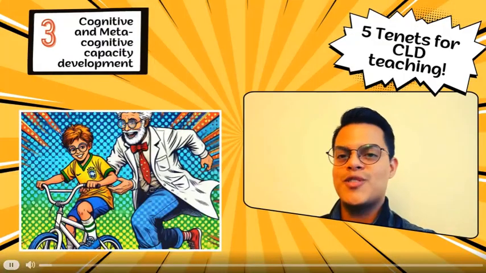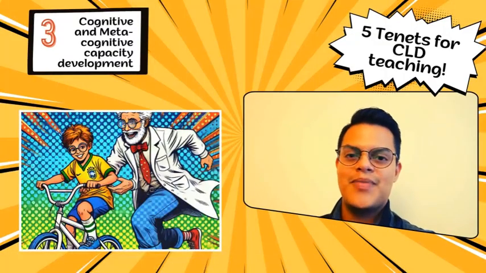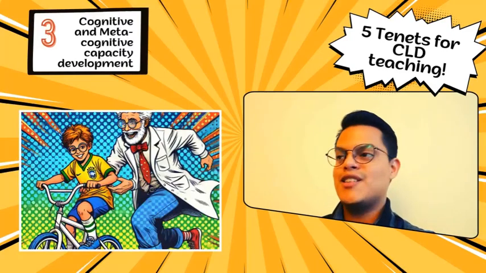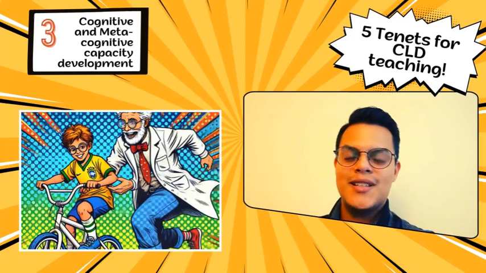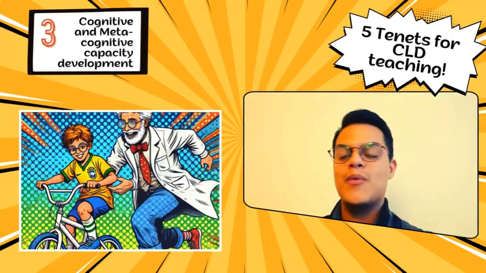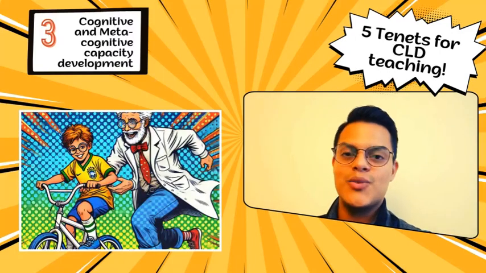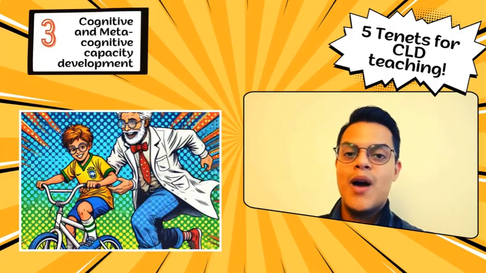Moving on to our third tenet, we have developing cognition. As you can see, we have our third scene where the teacher is guiding the student to ride a bike, which is the exact same process that any teacher does in their classrooms when empowering and guiding all their learners.